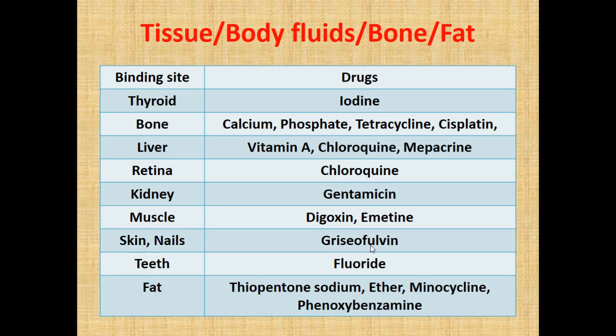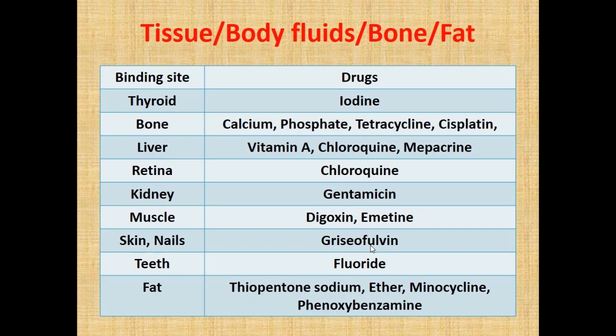Then bone: calcium, phosphate, tetracycline, cisplatin. Then liver: vitamin A, chloroquine, mepacrine. Then retina: chloroquine. Kidney: gentamicin. Muscle: digoxin, emetine. Skin and nails: griseofulvin. Teeth: fluoride. Then fat: thiopentone sodium, ether, minocycline, phenoxybenzamine. All these drugs will be stored in the fat.